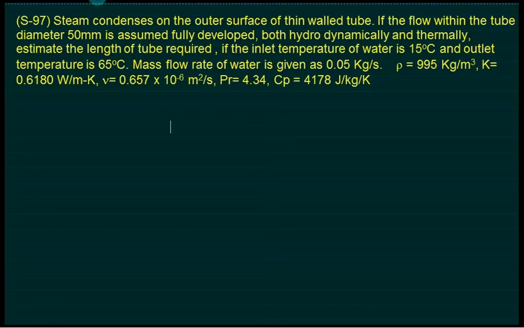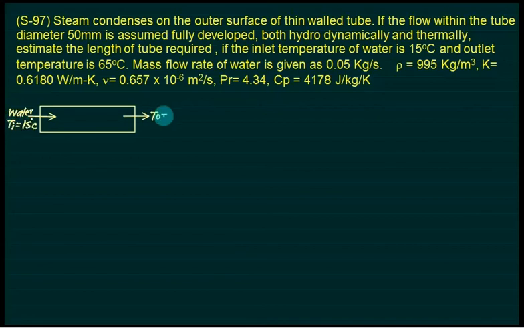Problem: we are given a steam condenser, and the outer surface of the thin wall is where steam condenses at atmospheric pressure. The inlet fluid is water. Water enters at a temperature of 15 and leaves at 65, and the mass flow of water is given as 0.05. This problem is of internal flow, and the water is flowing through the tube at inlet temperature equal to 15 degrees Celsius. Outlet temperature is 65 degrees Celsius and the mass flow of water is given as 0.05 kg per second.